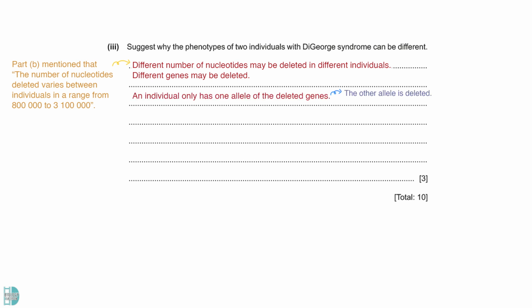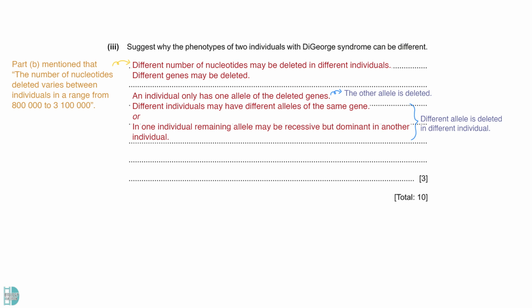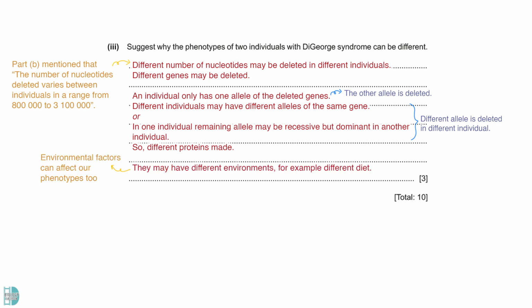Even if it is the same gene involved, different alleles of the same gene may be deleted. In other words, in one individual, the remaining allele may be recessive, but in another person, it is the dominant allele. So, different proteins are made in different individuals. Lastly, don't forget that our phenotypes are also affected by environmental factors such as diet.